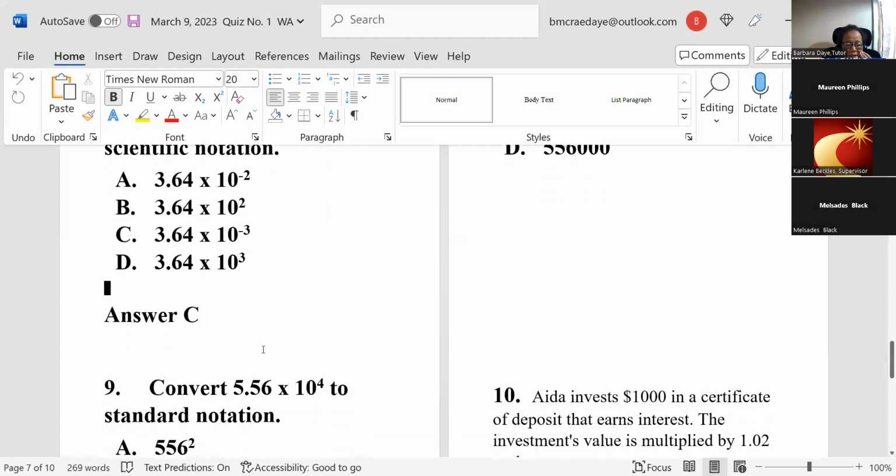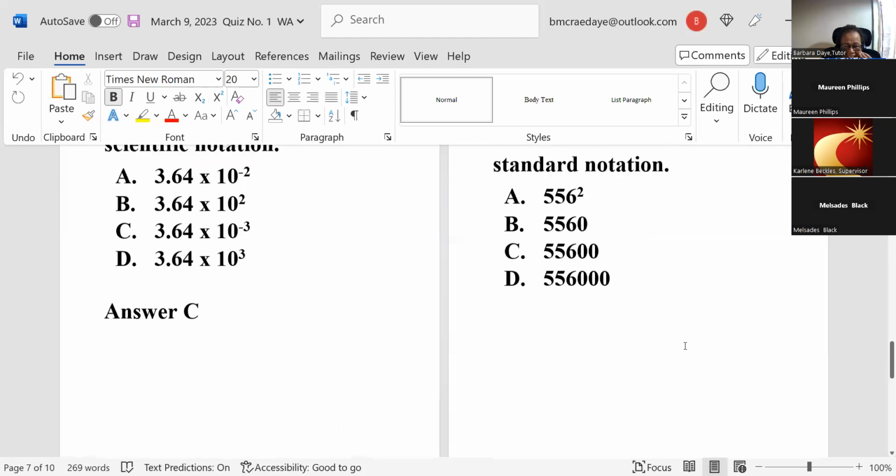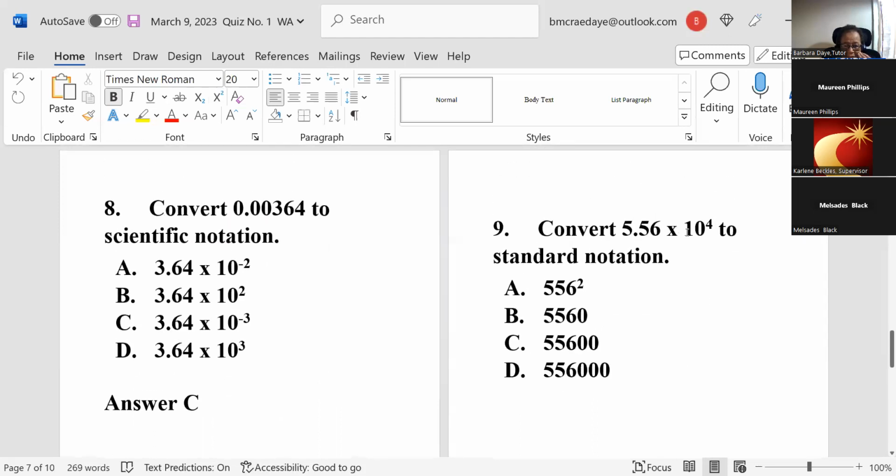Okay. All right, now we want to go to standard, Mercedes. I want you to do this one. I think I get this one wrong. Okay, 5.56 times 10 to the 4th. So that means you want to write your 5.56. Let's just write it here. 5.56, right? Now, it's a positive exponent. So which way are you moving your decimal point, Mercedes? To the left. I think I get it right.